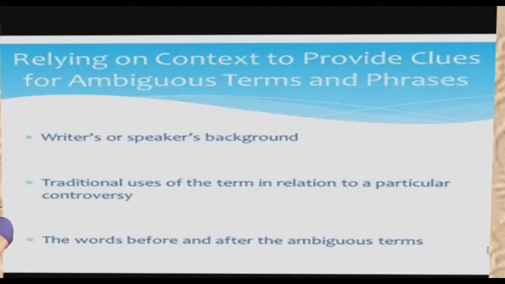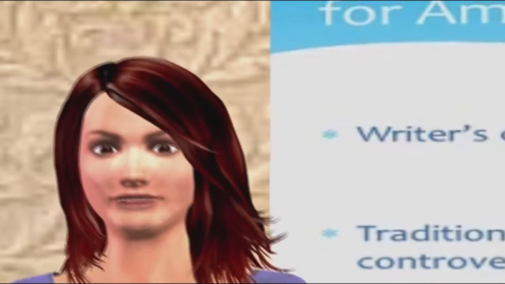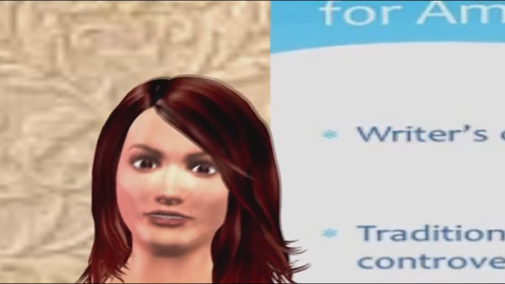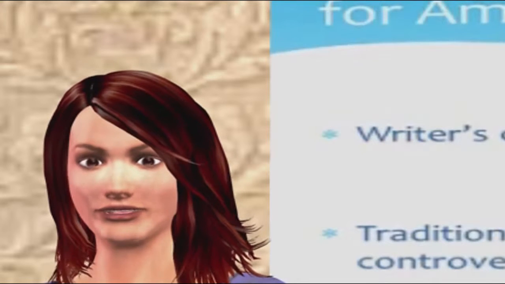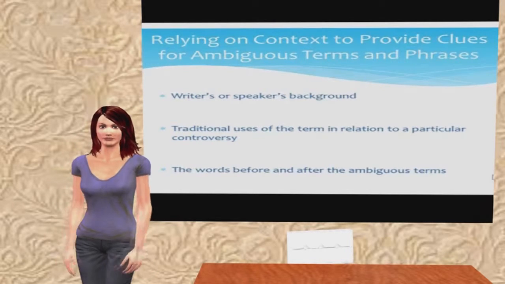So we also want to learn to rely on context to provide clues to help us figure out what authors mean by ambiguous terms or phrases. Again, think of a writer or speaker's background, not only their disciplinary background, but if they tend to take a particular stance on an issue. So maybe they're working for an organization that is trying to restrict immigration to the United States. If they're affiliated with that organization, that might help you figure out what they're talking about.